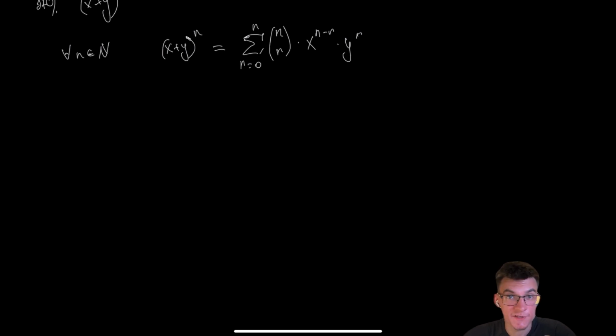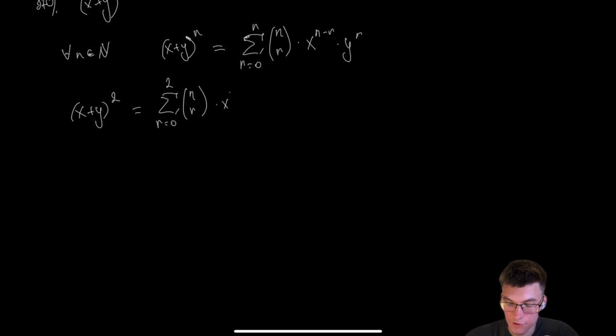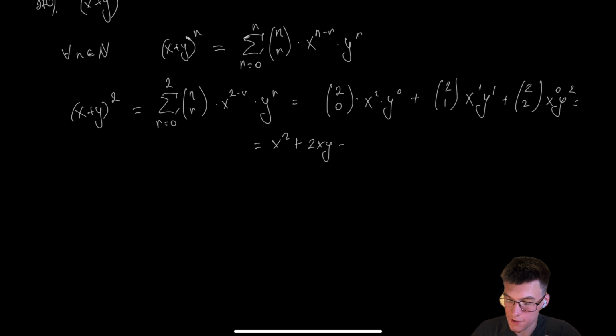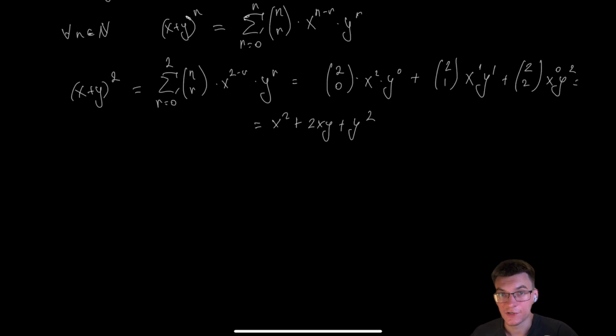So what does it mean? To understand this better, let's take a look at a more practical example. Let's say we have a simple formula, x plus y squared. Now let's apply our formula of binomial expansion here. That will be the sum for r from 0 until 2 of 2 taken r, x to the power of 2 minus r, y to the power of r. It will be 2 taken 0 times x squared, y to the power of 0, plus 2 taken 1, x to the power of 1, y to the power of 1, plus 2 taken 2, x to the power of 0, y squared, which equals x squared plus 2xy plus y squared.